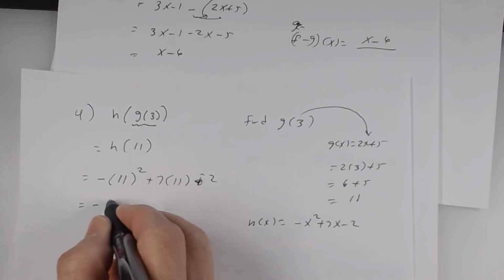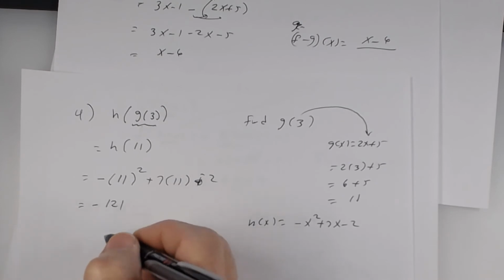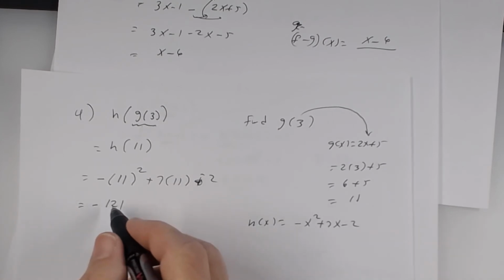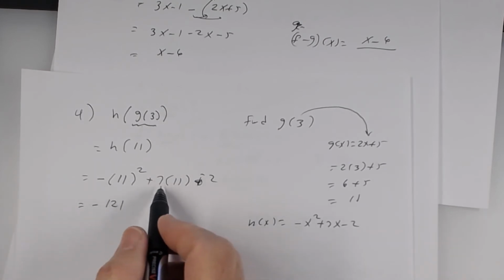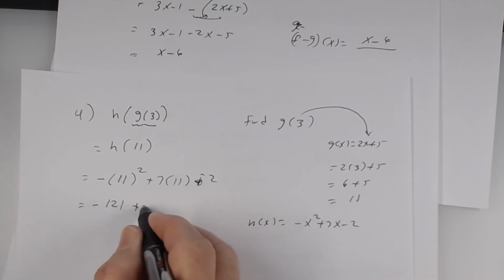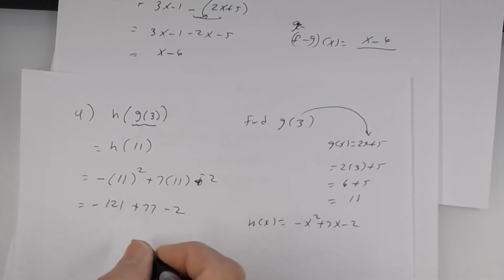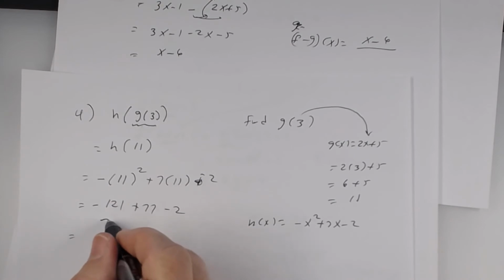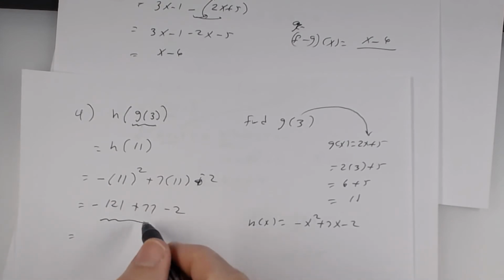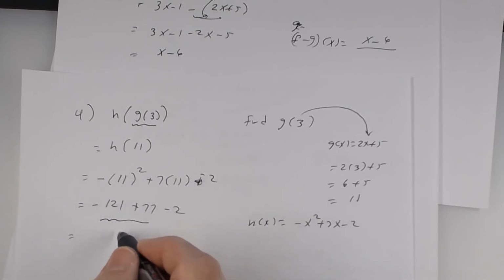I'm only halfway through. I need 5 more minutes. All right, negative 121. And then 7 times 11 is 77, minus 2. All right, you have access to your calculator. What's negative 121 plus 77? Is it positive? What now? Is it positive one too?